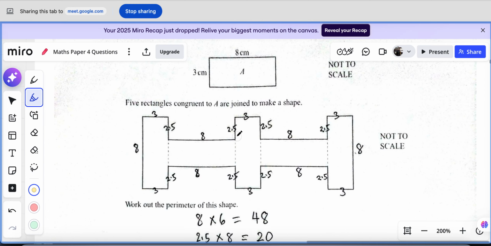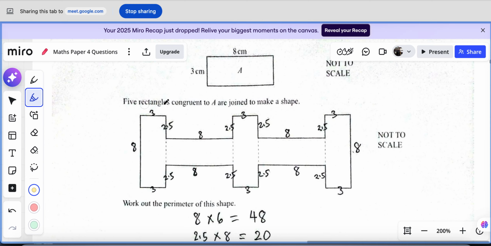However, that's not what the question demands from us. It says 5 rectangles congruent to A are joined to make the shape. So there are 5 of these rectangles joined together to make this shape: 1, 2, 3, 4, 5. They are all congruent to A, meaning they are the same as A. Now, the question says, work out the perimeter of this shape.